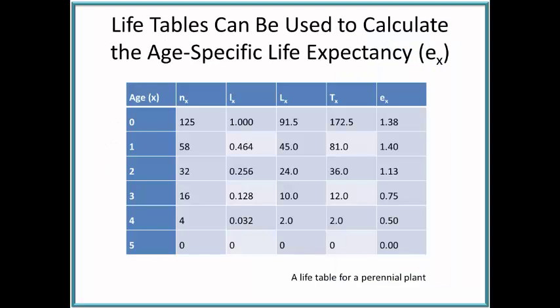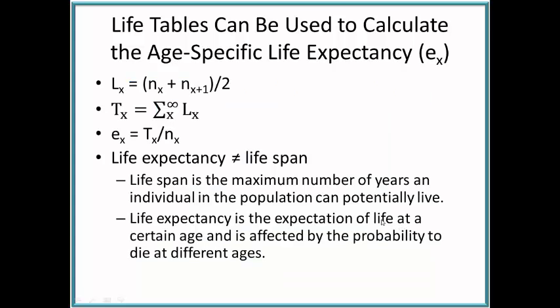Life tables can also be used to calculate other things. For instance, something called life expectancy, which is the far right column, E sub x. What I want you to notice here is that E sub x varies with time. That is, it starts out, in this case, for this plant at 1.38 years, can go up to 1.40, and then it starts to decline again.